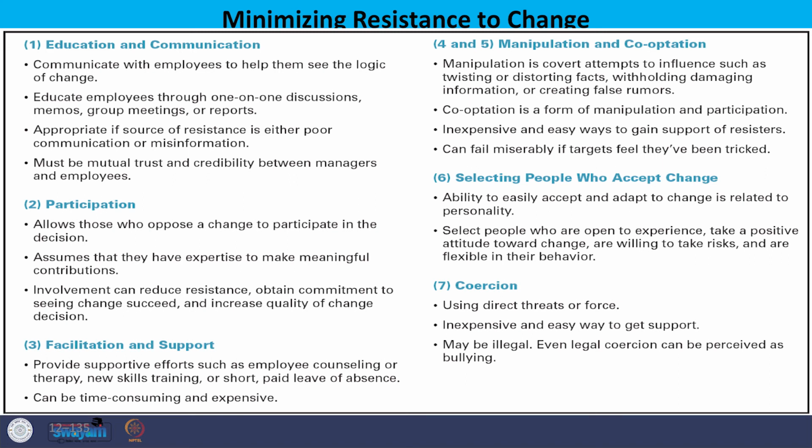Facilitation and support: provide supportive efforts such as employee counseling or therapy, new skills training or a short paid leave of absence, which can be time consuming and expensive. Then manipulation and cooptation. Manipulation is a covert attempt to influence, such as twisting or distorting facts, withholding damaging information or creating false rumors.